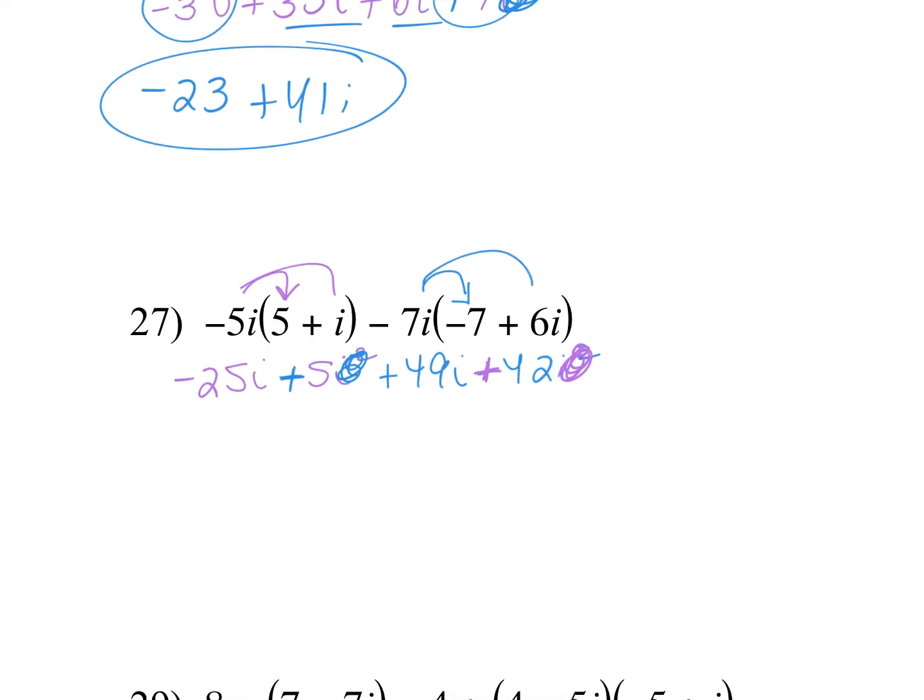So look where your reals are, guys. They're not all in the middle. They're not on the outsides. Don't just assume everything on the outside will combine and then everything on the inside. So let's go ahead and combine. 5 and 42 gives me how much? 47. Negative 25 and a positive 49 gives me what? Plus 24i. Great job.